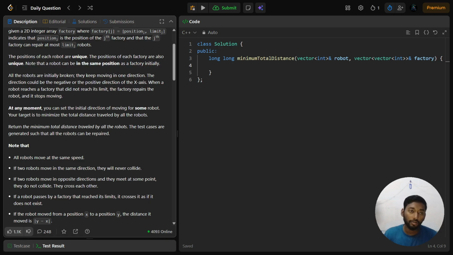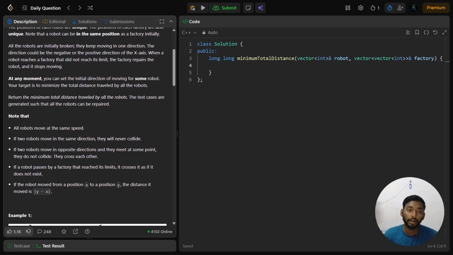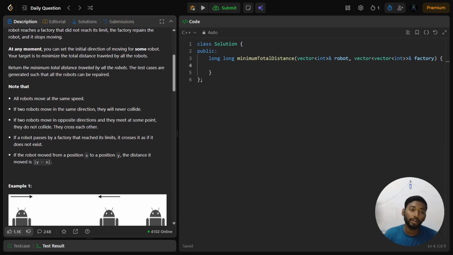All the robots are initially broken. They keep moving in one direction. The direction could be the negative or positive direction of the x-axis. When a robot reaches a factory that did not reach its limit, the factory repairs the robot and it stops moving. At any moment, you can set the initial direction of moving for some robot. Your target is to minimize the total distance traveled by all the robots. Return the minimum total distance traveled by all the robots. The test cases are generated so that all robots can be repaired.